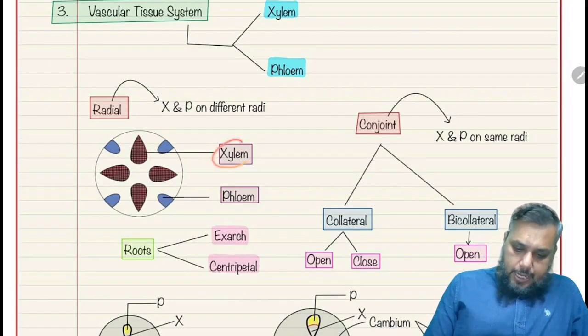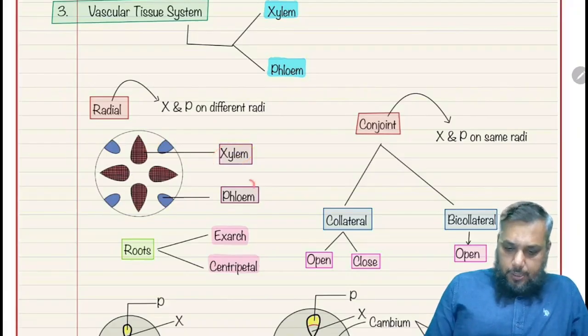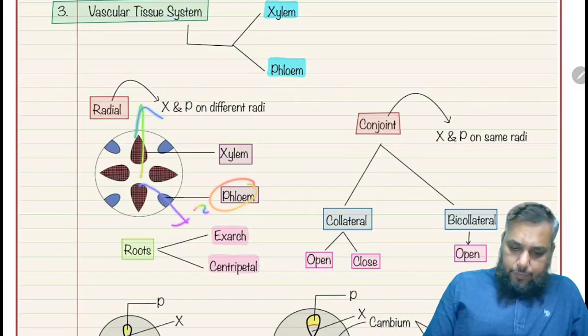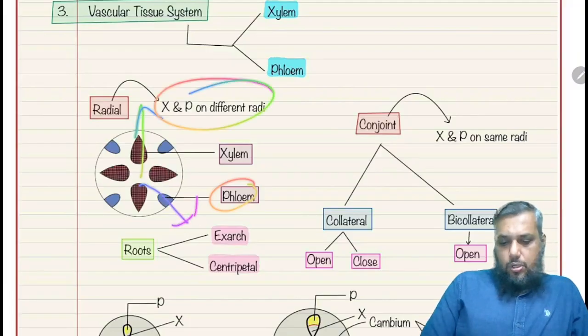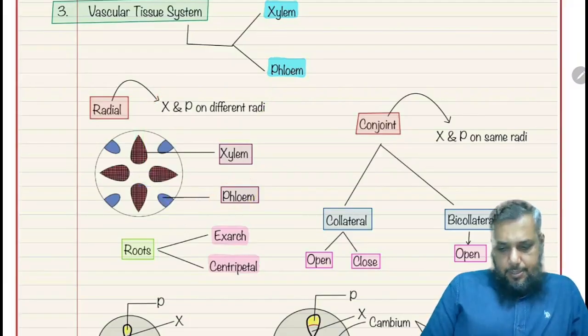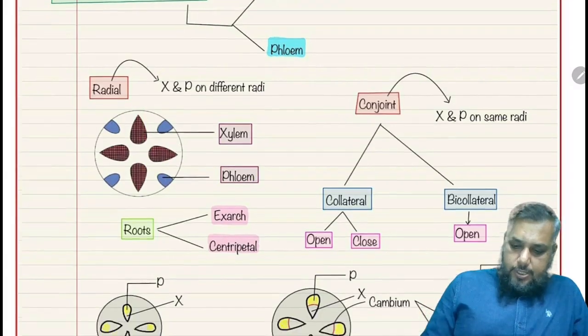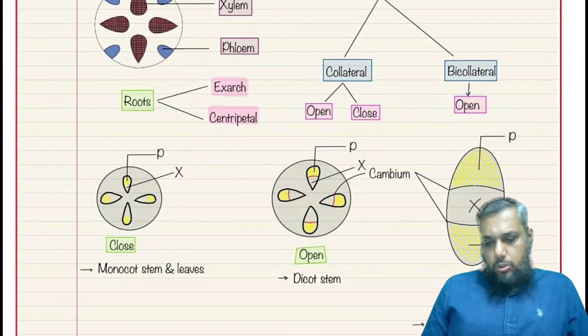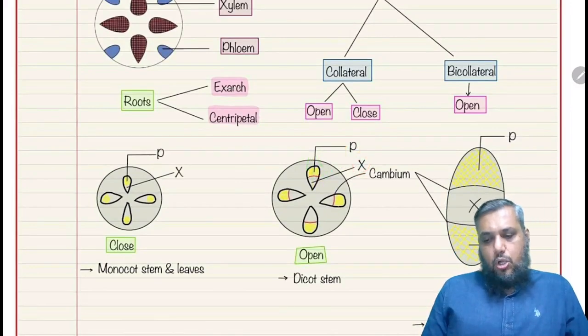So, what are the radial vascular bundles? Look at this bundle of xylem and this bundle of phloem, and you'll find that they are on different radii. Such a vascular bundle is called radial. Whereas when the xylem and phloem are on the same radius, it is called conjoint.